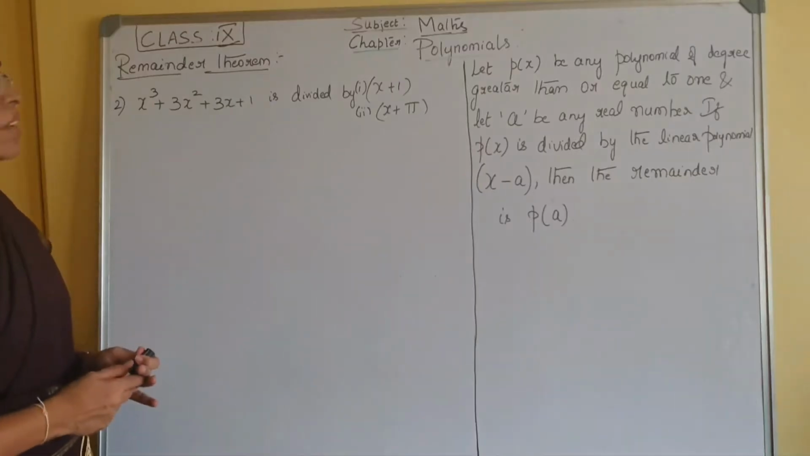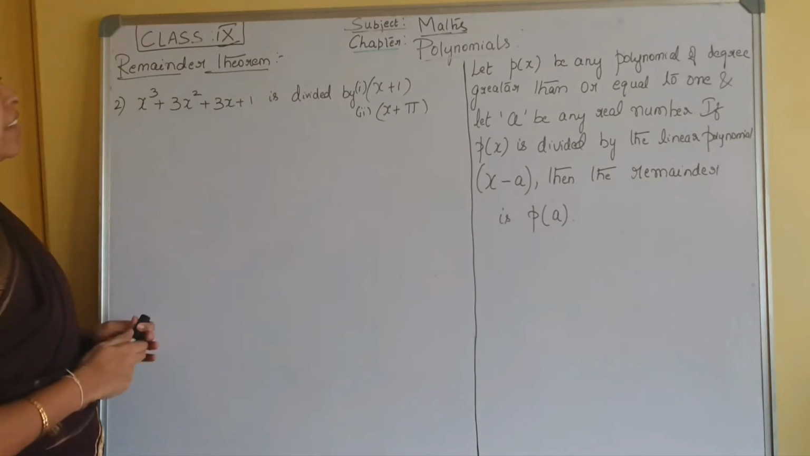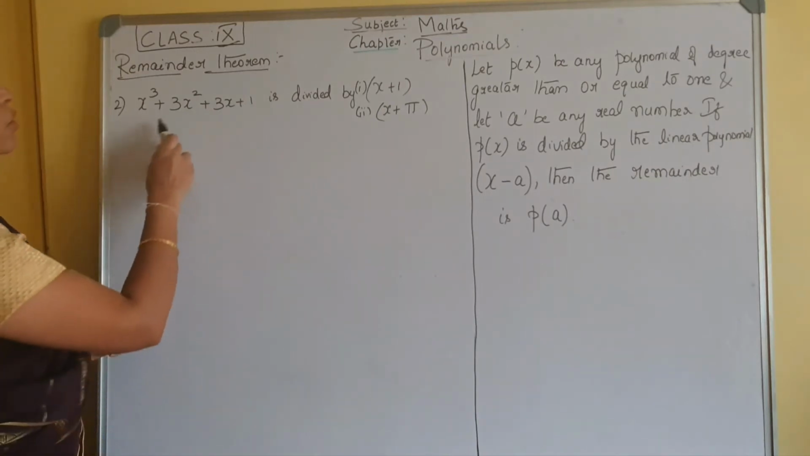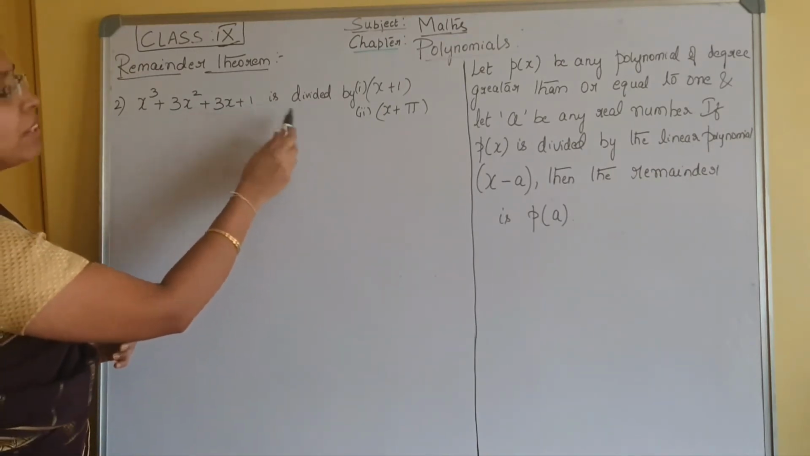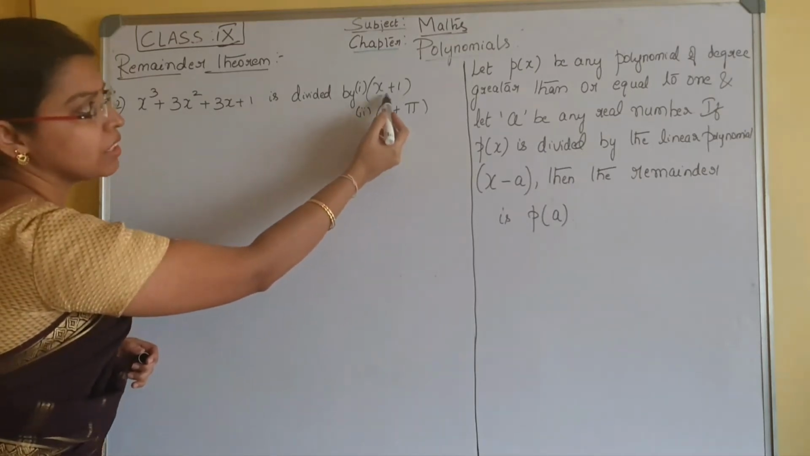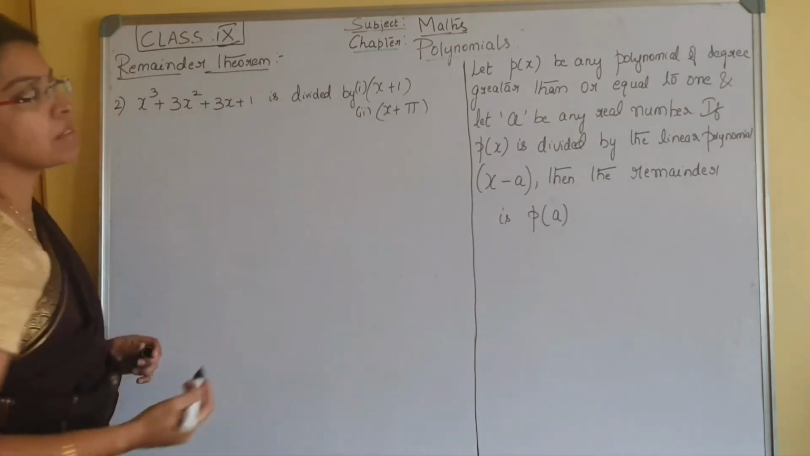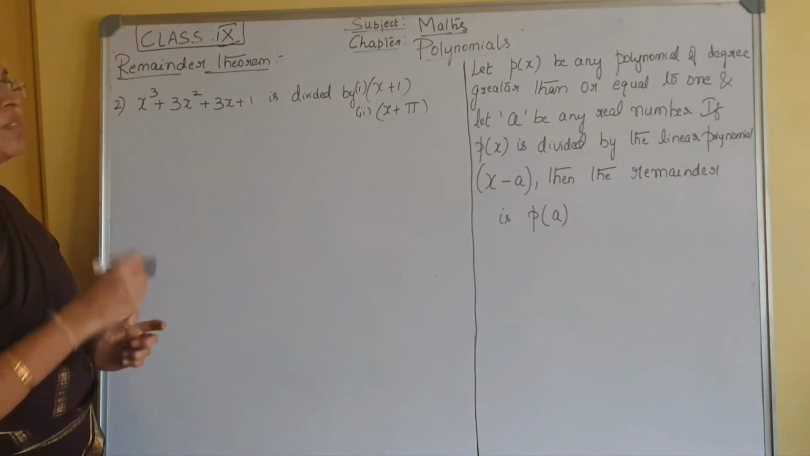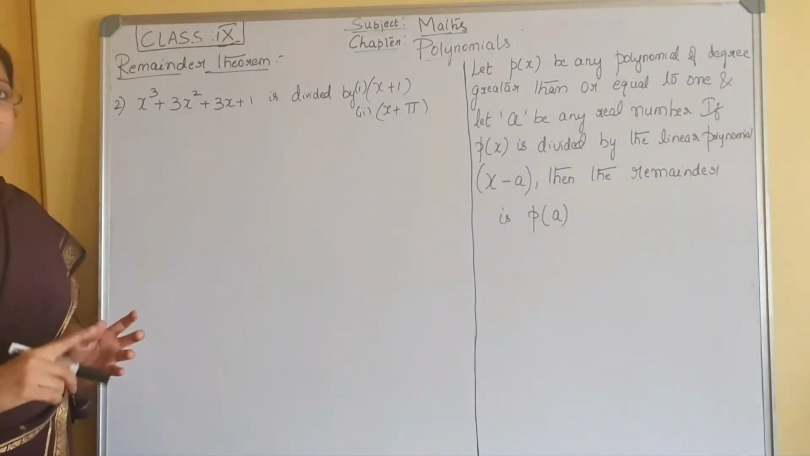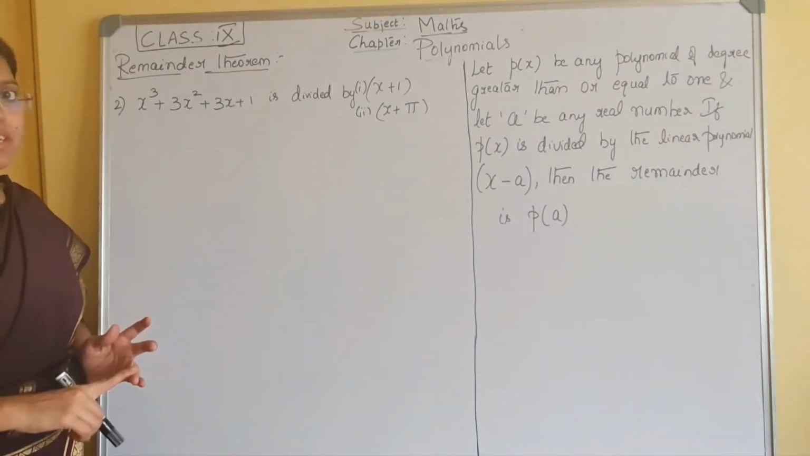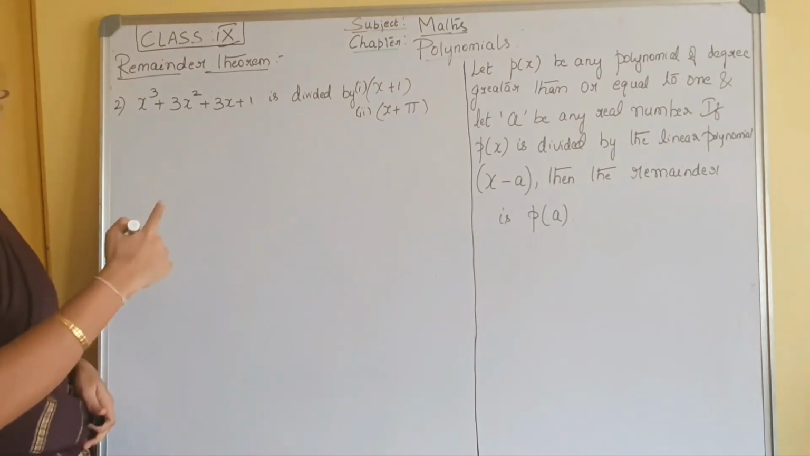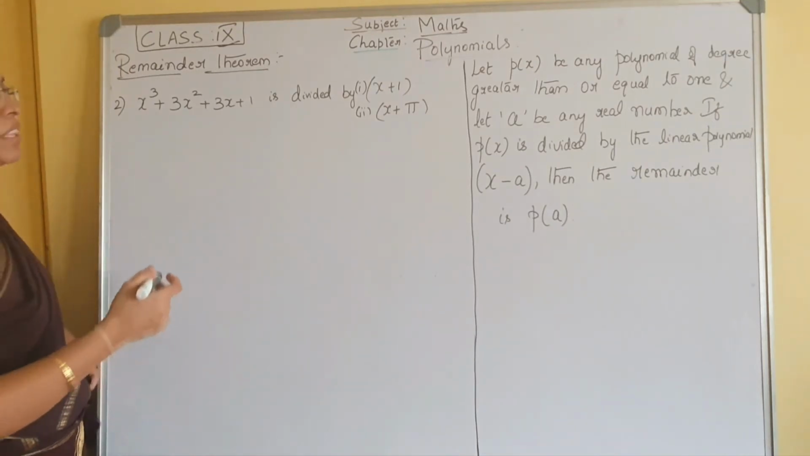Here's another problem. The polynomial p of x is given as x cube plus 3x square plus 3x plus 1. It is divided by, for the first one, x plus 1 and for the second one, x plus pi. Here you need to divide this polynomial using both the methods, long division method as well as remainder theorem. So here I'll show you remainder theorem. You can verify with long division method also.